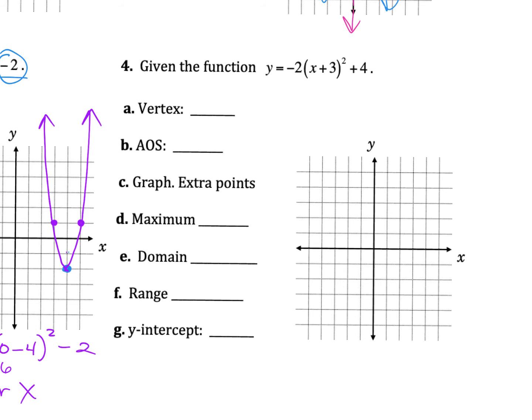Okay, what did you get for a vertex? -3, 4. What'd you get for an axis of symmetry? X equals -3. So let's plot that. -3, 1, 2, 3, 4 is here. Axis of symmetry is here. I forgot to put my axis of symmetry in over here. Sorry.